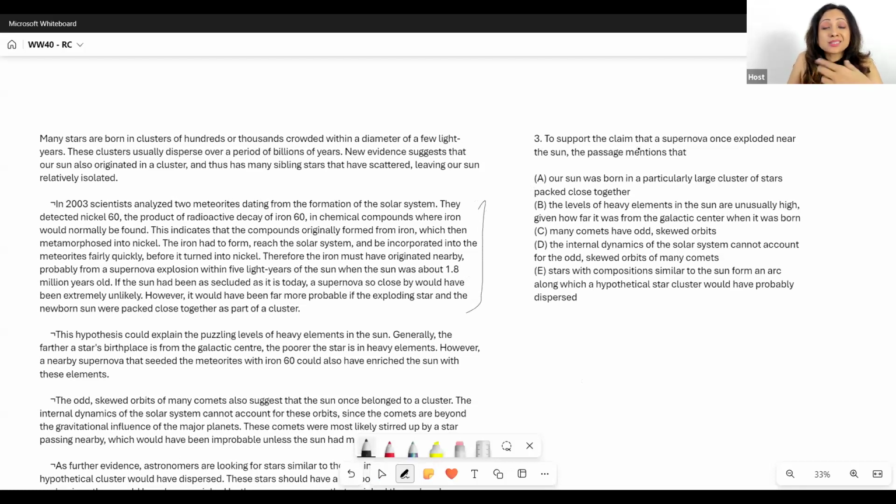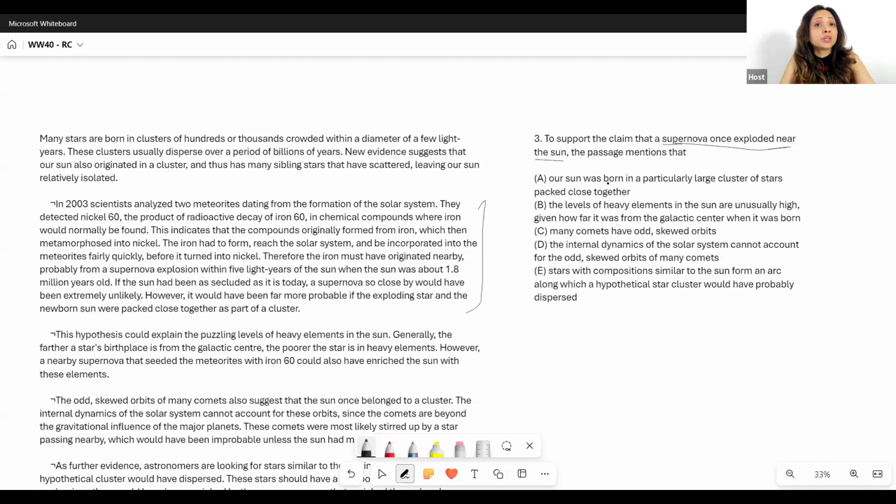So this is a claim. We support the claim that a supernova once exploded near the sun. This is a claim. It is a hypothesis. It's not given as a fact, right? This is what the author's opinion is. This is what he wants to tell us. Just like in a CR question, we talk about it, right? This is just a claim. The passage mentions that. Now, what does the passage mention to support this? So essentially, we should have a fact given to us in the passage which is supporting that a supernova once exploded near the sun.